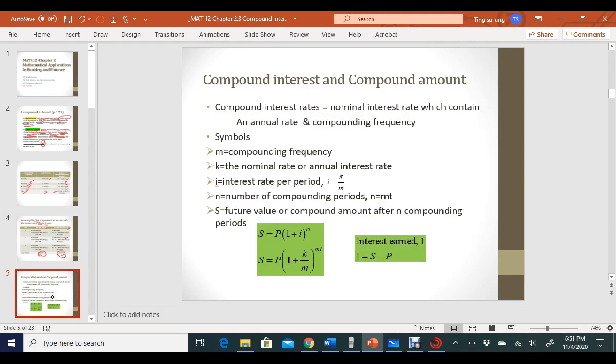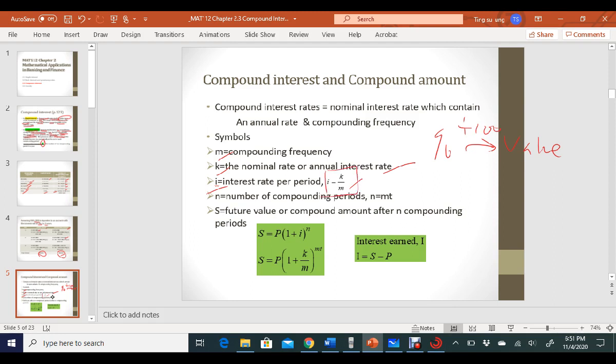So basically, there are a few things you need to know. For compound interest, you need to know what is the M and what is the K. K is the nominal rate or annual interest rate. Again, you need to change the percentage to a value, so you divide by 100. Then the interest I is equal to K over M.